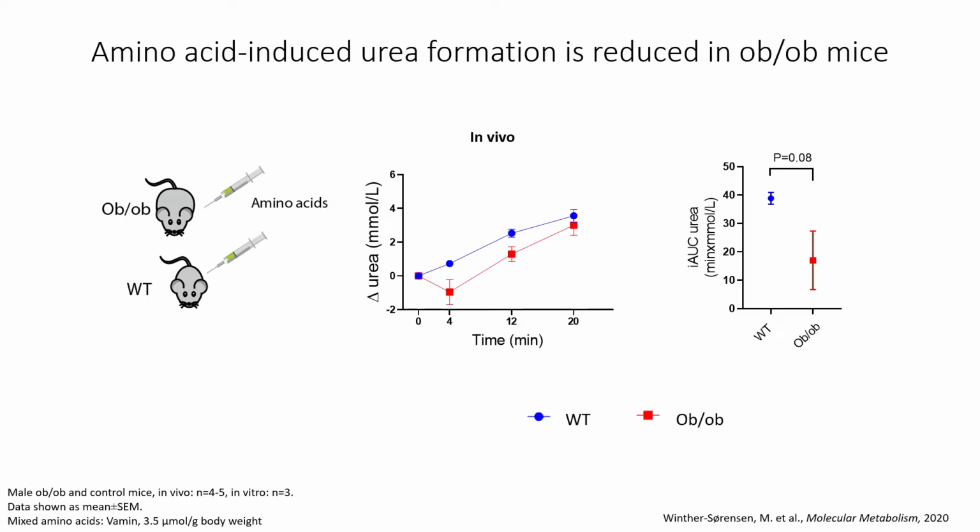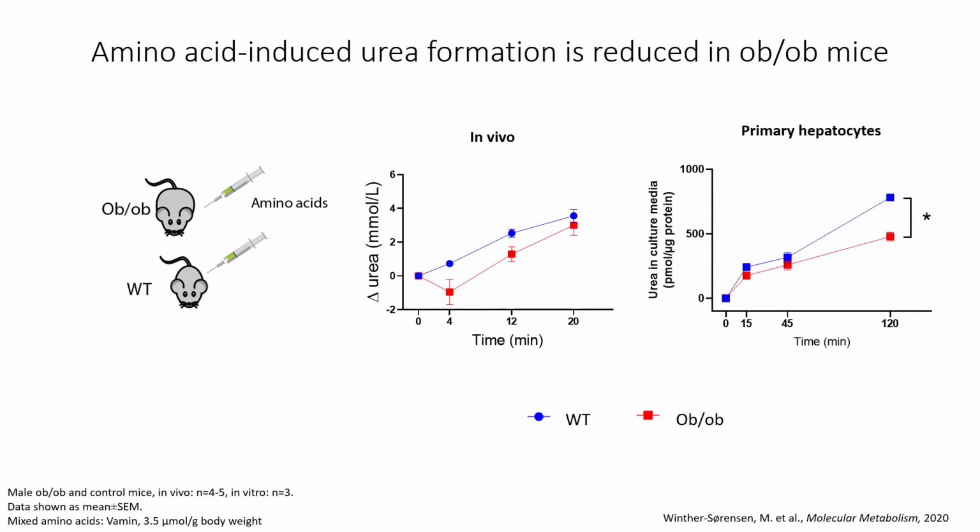These mice were also subjected to an amino acid challenge, and the OB mice produced less urea than the control mice in response to amino acids. And this was confirmed in vitro, and primary hepatocytes from the OB mice produced less urea in response to amino acids compared to the control. So the results from the in vivo studies from the OB mice looked very similar to the results from the mice treated with the glucagon receptor antagonist, suggesting that there is a link between hepatic steatosis and reduced glucagon signaling.